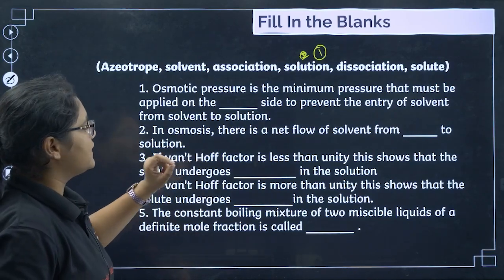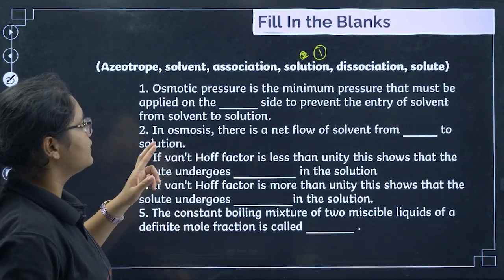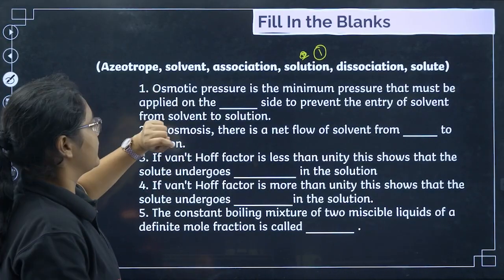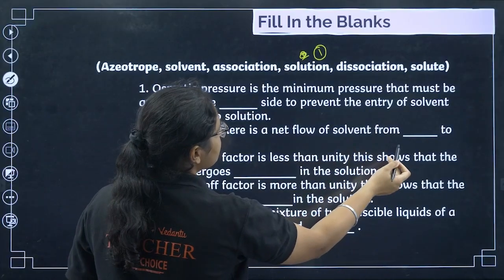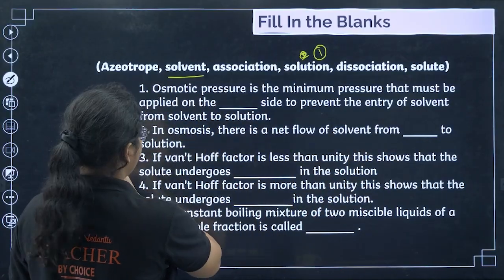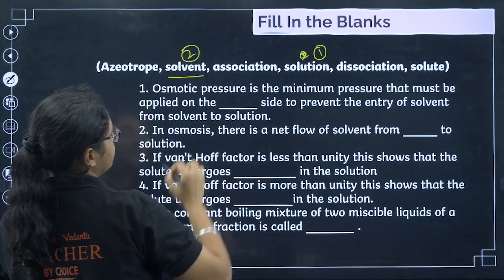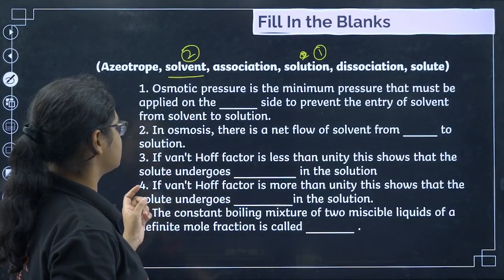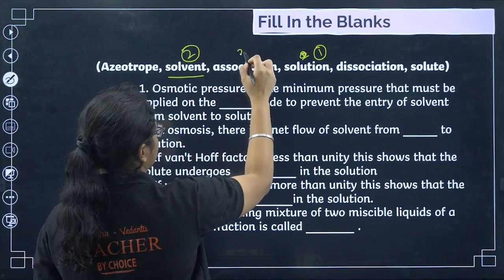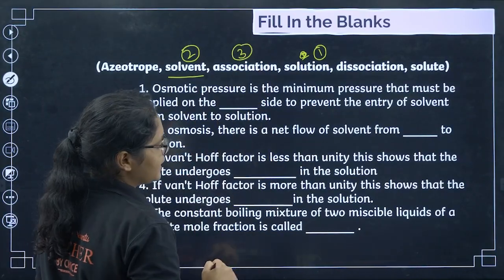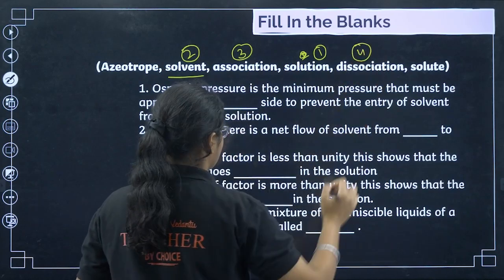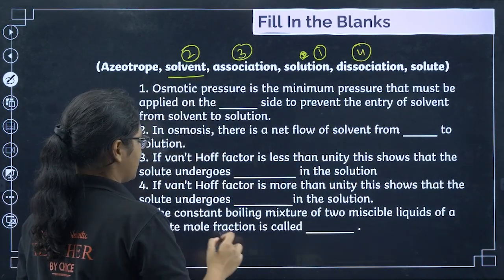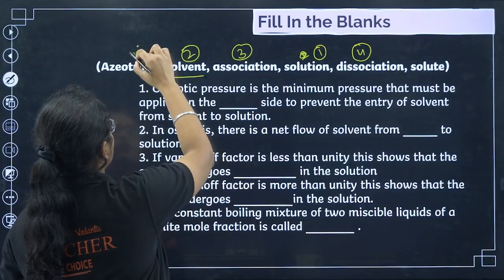to prevent the entry of solvent from the solvent to the solution. In osmosis, there is a net flow of solvent, what are the words we have, from solvent to solution, right? From solvent side to solution side. Then if Van 't Hoff factor is less than unity, this shows that the solute undergoes association. Okay. Next, if Van 't Hoff factor is more than unity, it shows that the solute has undergone dissociation. The constant boiling mixture of two miscible liquids of a definite mole fraction is called as azeotrope.